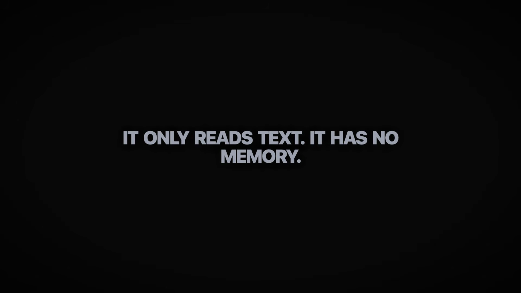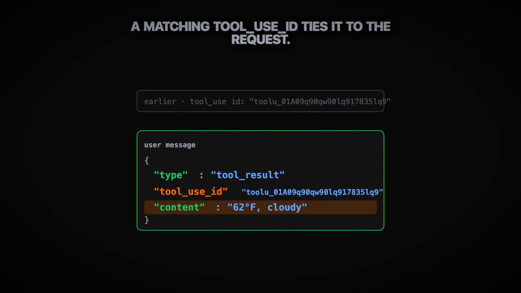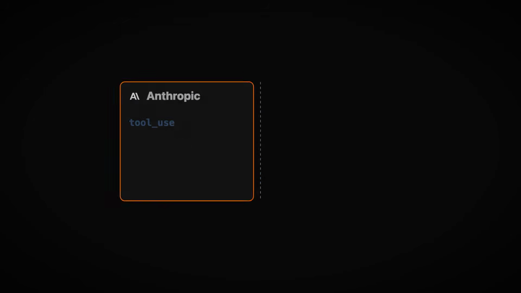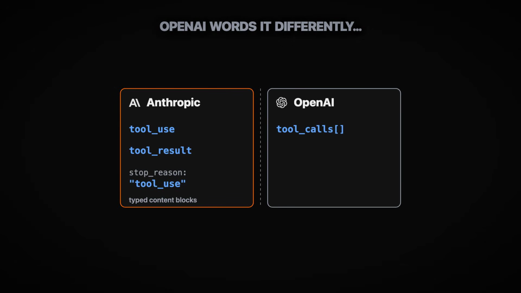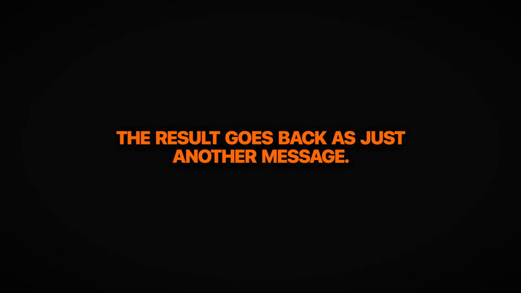You've got a result: 62 degrees and cloudy. How does it reach the model? It only reads text, and it has no memory. So you send a fresh request with the whole conversation, plus one new message, a tool_result block. It carries the answer and a tool_use_id, pointing back to the exact request it answers. OpenAI words it differently, a tool role message instead of a content block. But the move is identical. The result goes back as just another message.